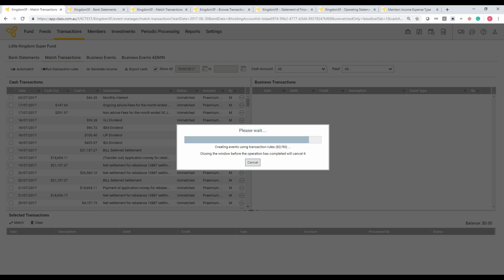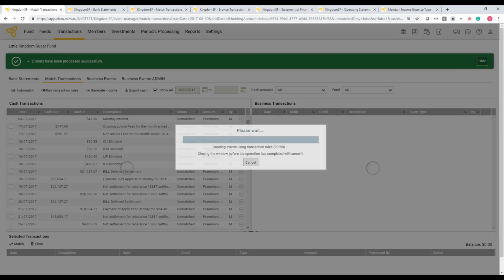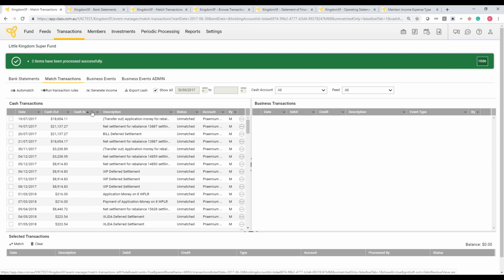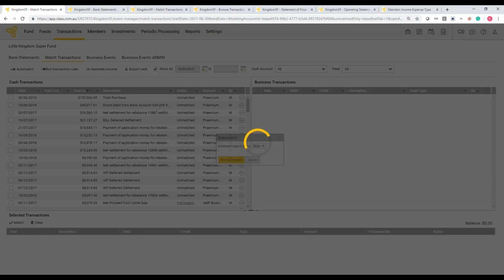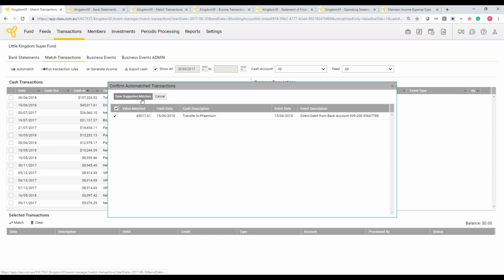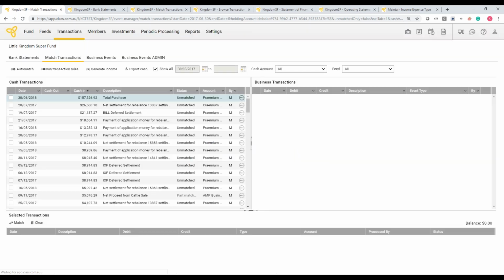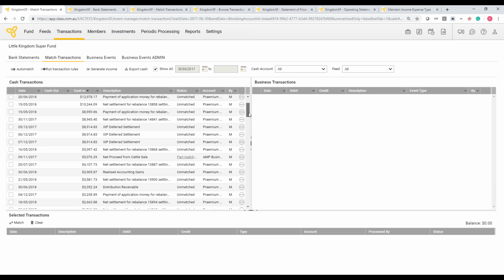Now, the fund also has a couple of unique transactions. One of them is a transfer from another bank account to this bank account, so I can probably match that off. That's the 45,000 deposit from our MP account. If I click run auto match, yeah, it picks that up. Great. So I'll just get rid of one more cash transaction.